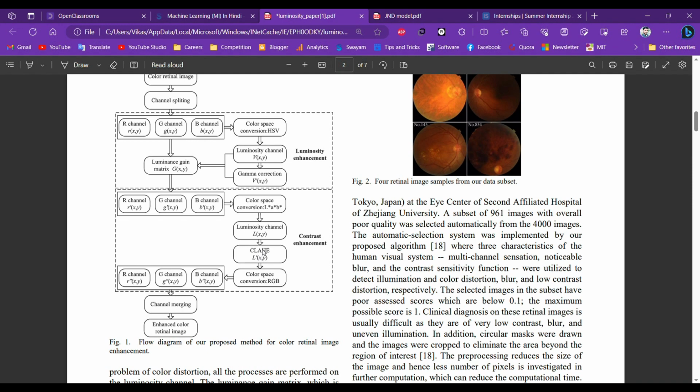and then the CLAHE method is applied on the L channel. The CLAHE method is basically used for contrast enhancement and brightness adjustment. After applying CLAHE on the L channel, it is converted into RGB and the R, G and B channels are merged, and after that they obtain their enhanced color retinal image.